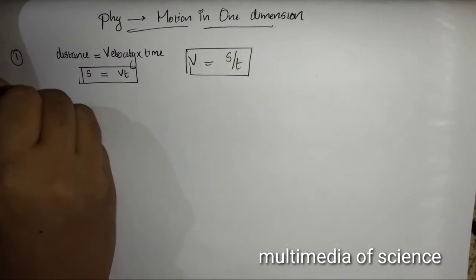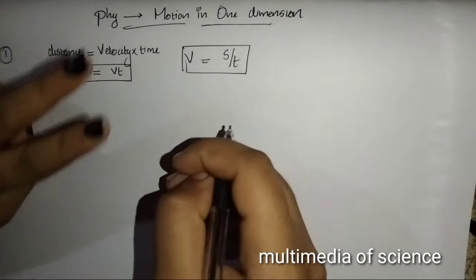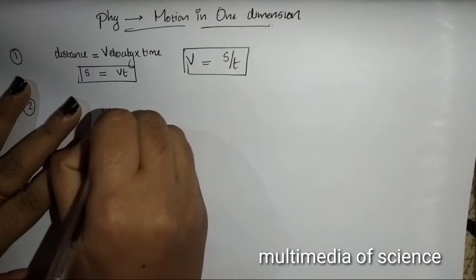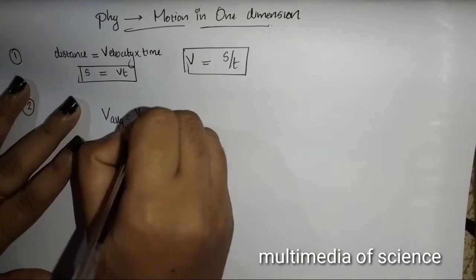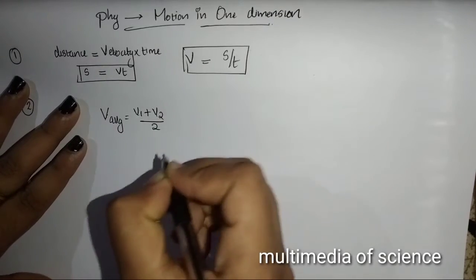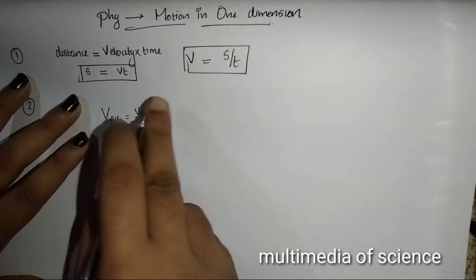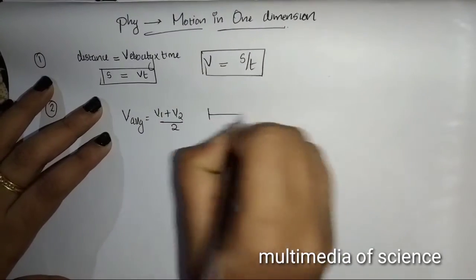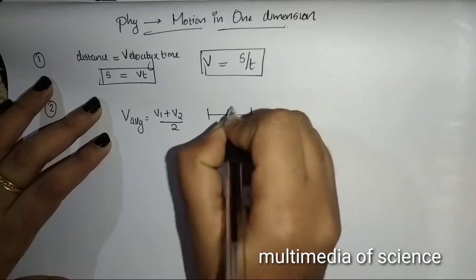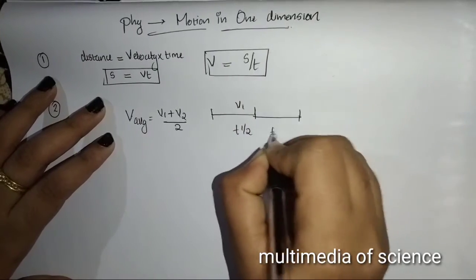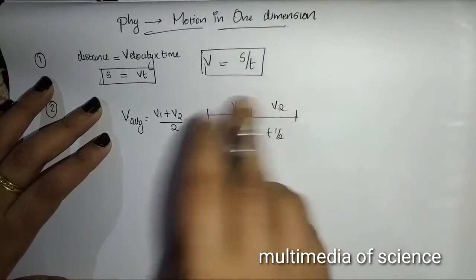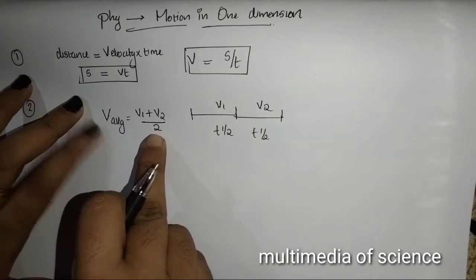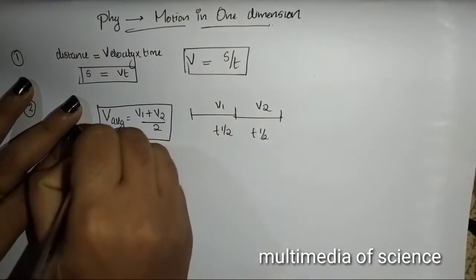Then the second point is about two equations. The first equation is the average velocity: V average is equal to V1 plus V2 by 2, if V1 and V2 are the velocities for the first half time and the next half time. Then the average velocity is V1 plus V2 by 2. This is the equation. Clear?